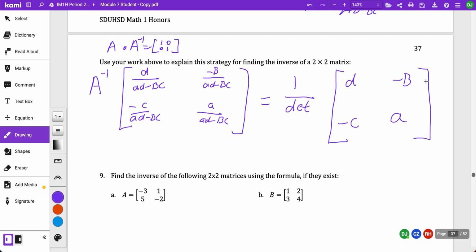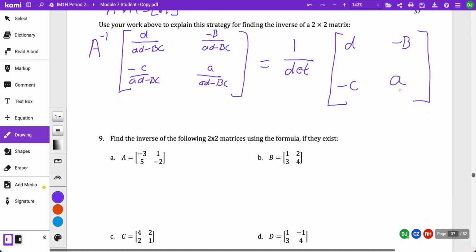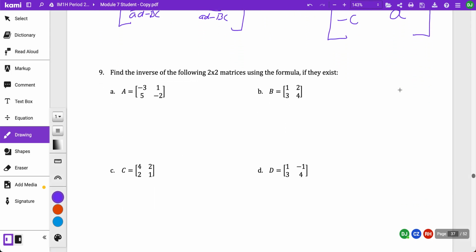So we're going to do a few examples, but once again, to find the multiplicative inverse, all you do is 1 over the determinant, and then you multiply that. You move the D value in the first row, first column. You change both the B and the C, just the negatives. And then you flip the A where the D was, so second row, second column. All right, a lot of mumbo jumbo there, but let's see if we can do this a little quicker.